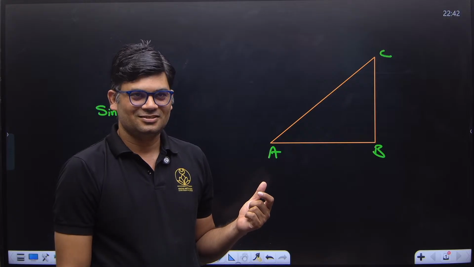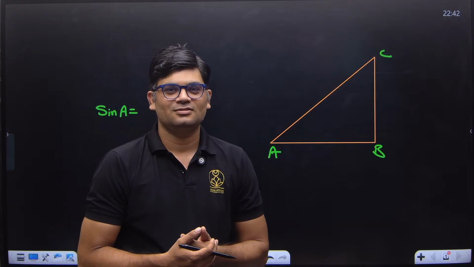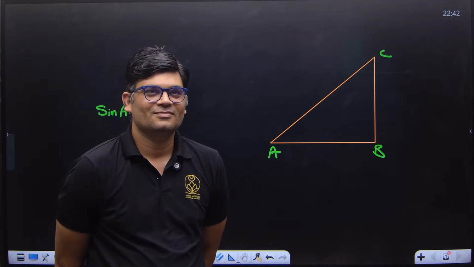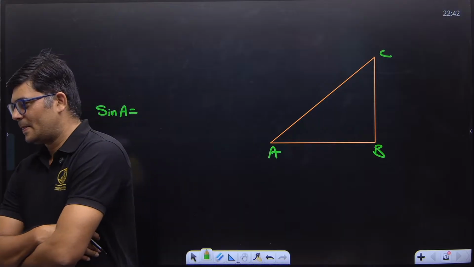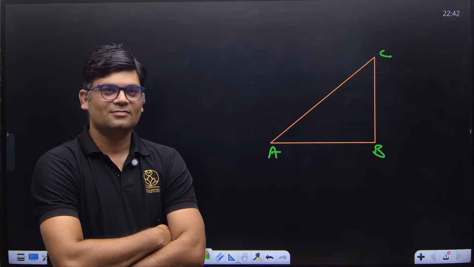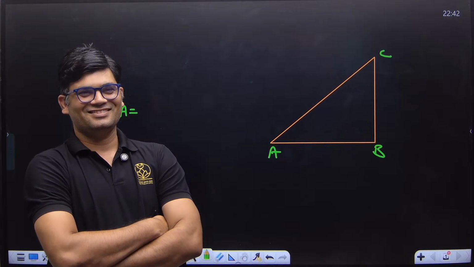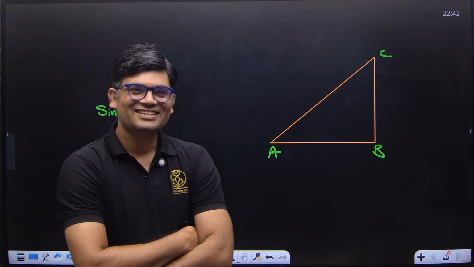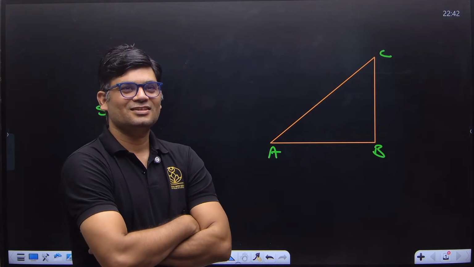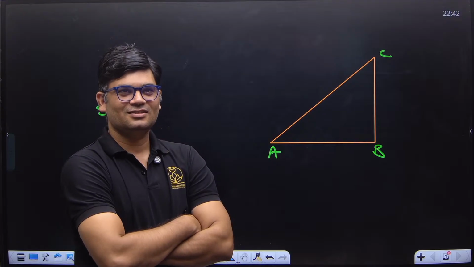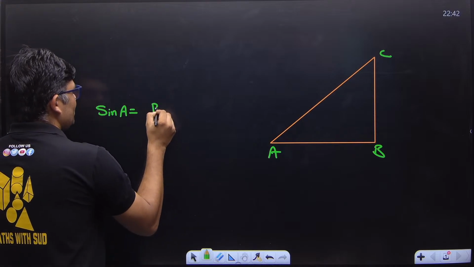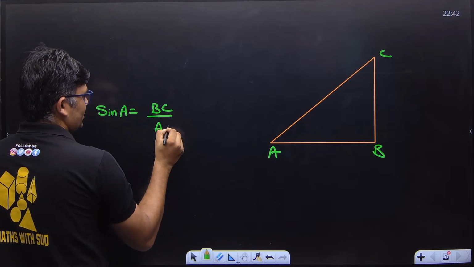It would be the line between B and C over the line between A and C. Okay, so that means you are saying it is BC upon AC.